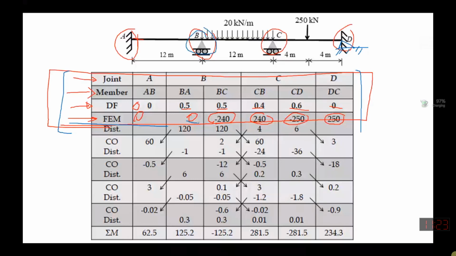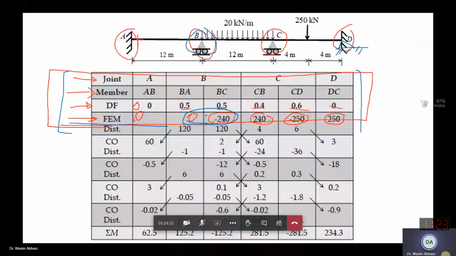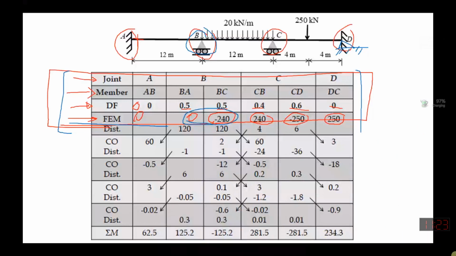How much unbalancing moment is here? We have minus 240 kilonewton meter. This is the unbalancing moment, isn't it? This is the moment present on the joint. A minus 240 kilonewton meter counterclockwise moment is there, which is causing the joint to rotate counterclockwise. So we should counterbalance it so that the joint is in equilibrium. Our counterbalancing moment will be equal to plus 240.